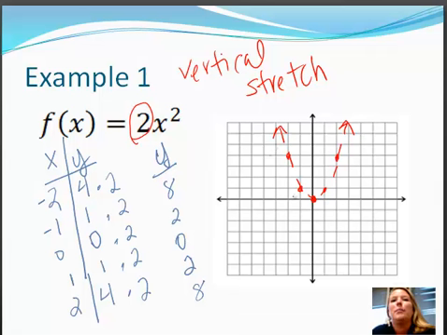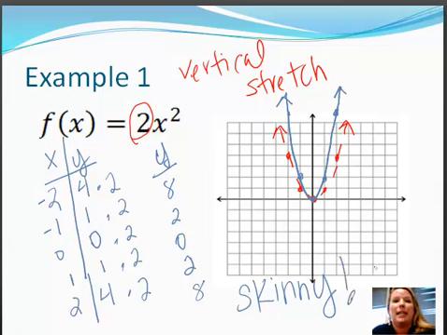So I'm still going to have a point at 0, 0, but now my 1 value has stretched to 2. My negative 1 value has also stretched to 2. My 2 value, which was originally at 4, is now 4 higher, which is at 8. And this one's also 4 higher, at 8. So my stretched graph, as you can see, has gotten skinnier than the original parent function. So a stretch is skinnier.